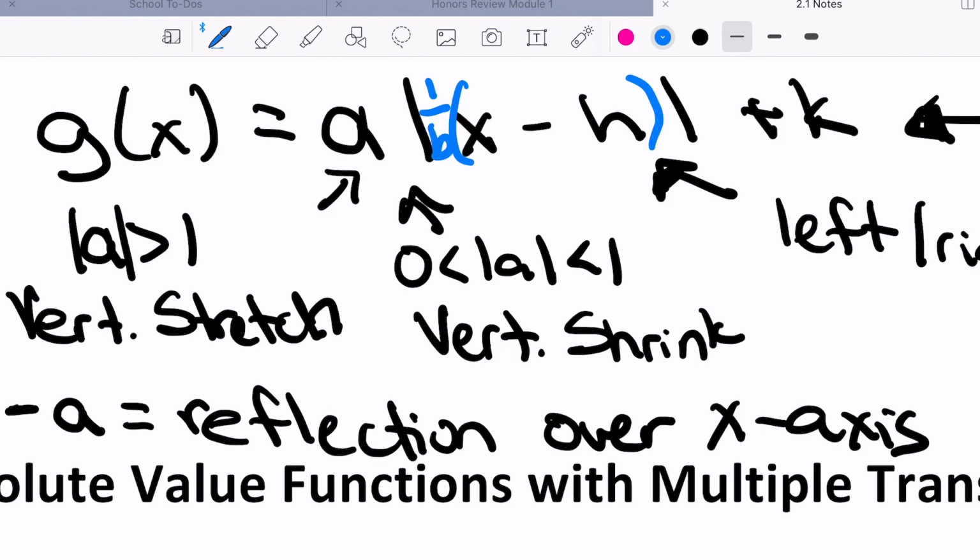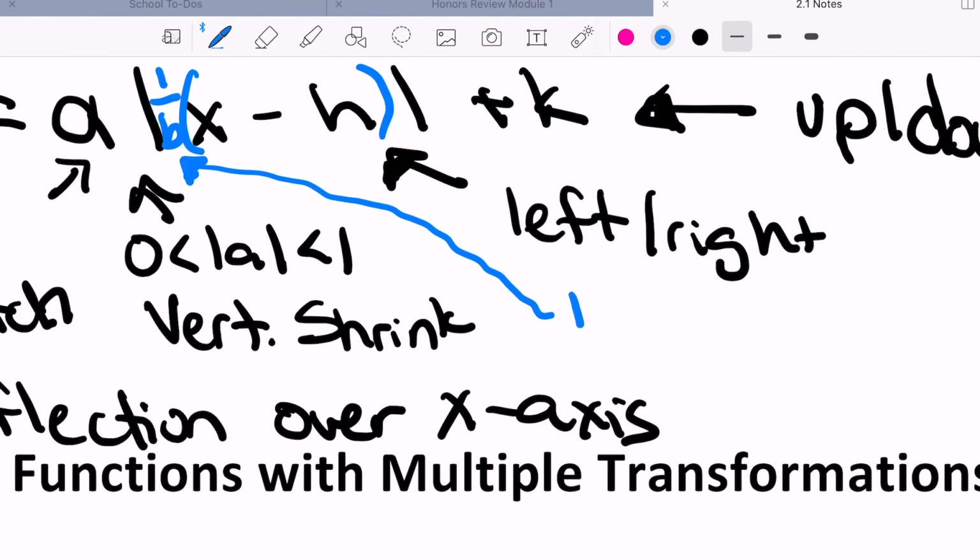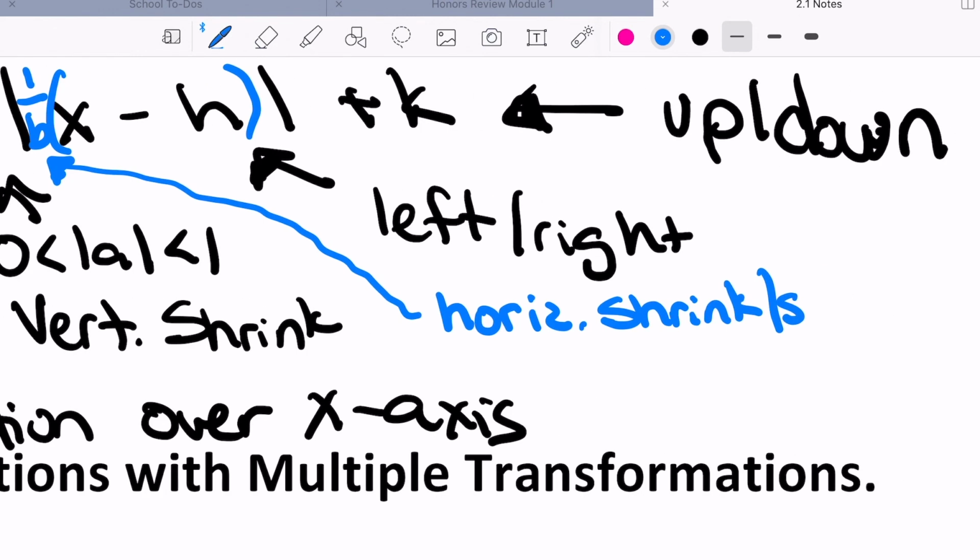Actually, it's not just b. It's 1 over b. What this will do is the same as a. It functions the same as a, except it provides a horizontal shrink or stretch, okay? Same as a.